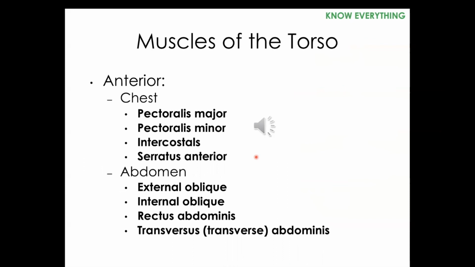And then a little bit further down, we'll go over the abdomen. So we have our external and internal obliques, which are the muscles kind of on the side of our abdomen. We have our rectus abdominis, which is the muscle you think of when you think of abs. And then beneath that, we have our transverse abdominis muscle there.